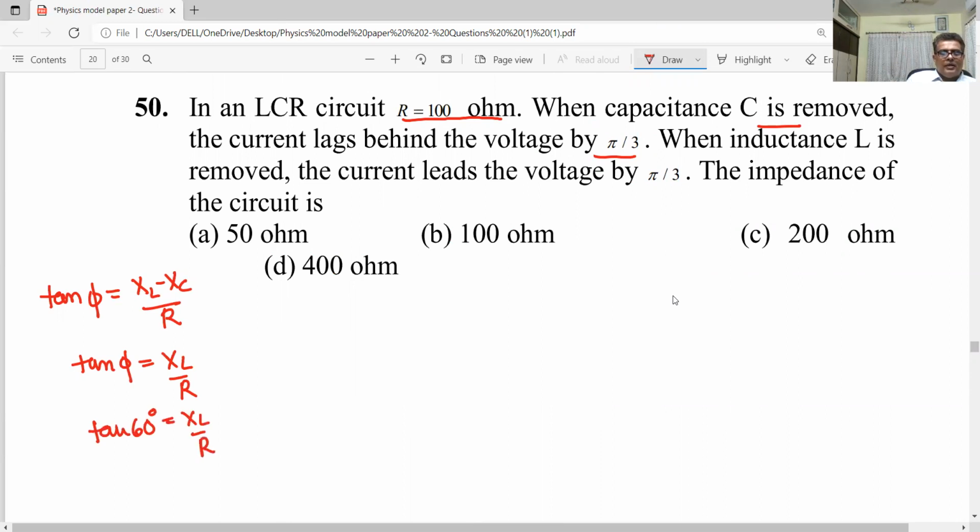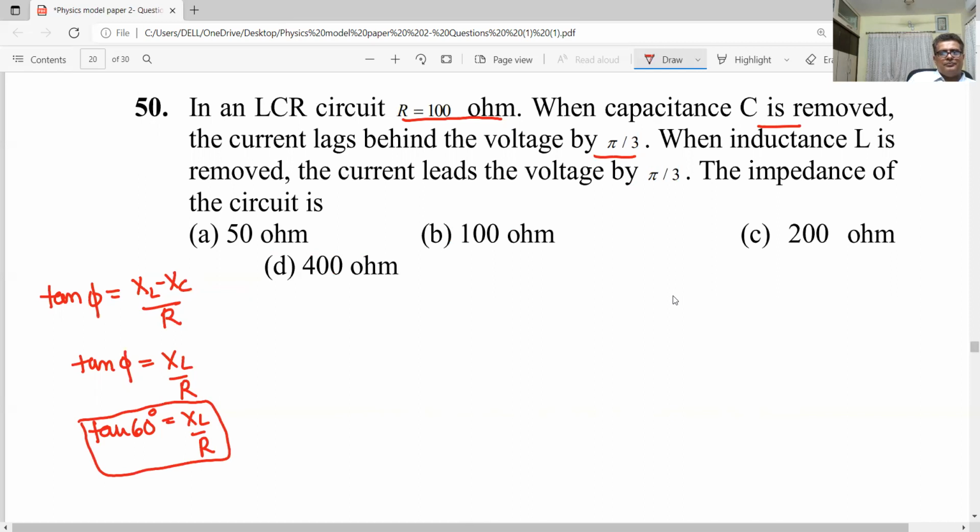Given the R value, tan 60 is root 3. So XL is 100 root 3, that is the XL value.